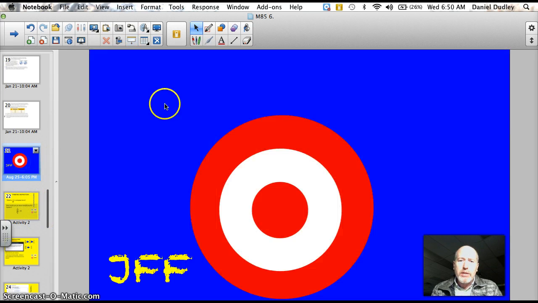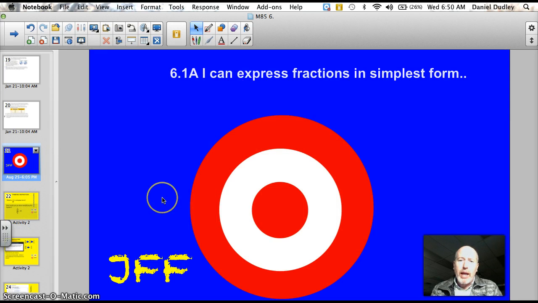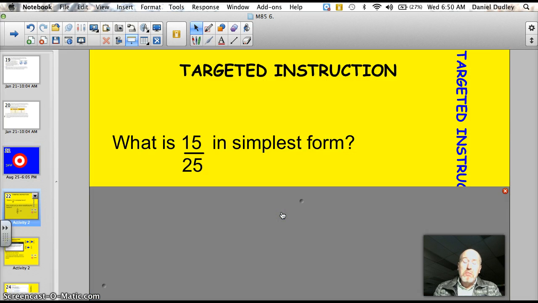Officially today is 6.1a. I can express fractions in simplest form. Let's do this thing. Here we go. What is this fraction in simplest form? Do you remember what to do?